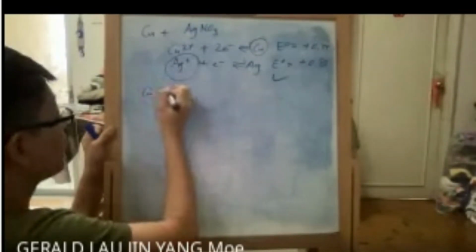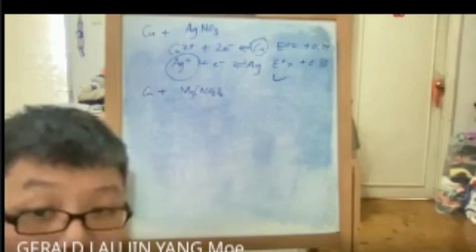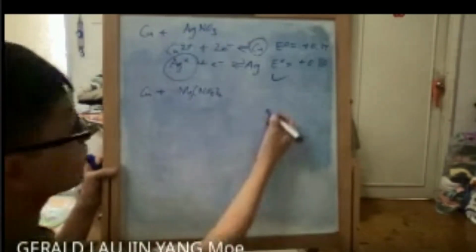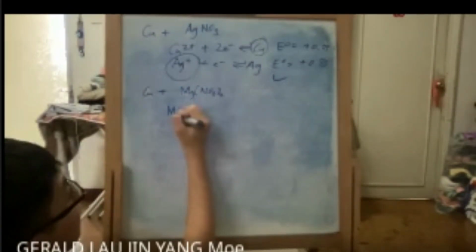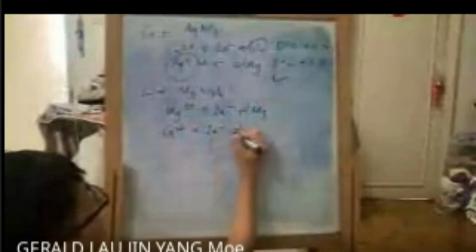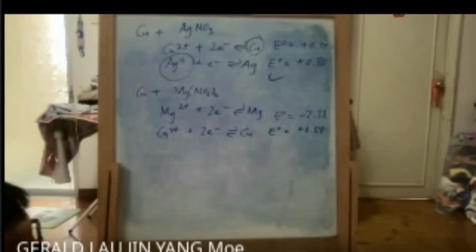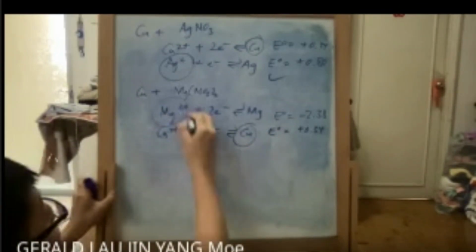Copper and magnesium nitrate. First step, what should I do? List down the half equation and the E0 value. Who goes on top first? Less positive or more negative. So magnesium. What is the E0 value of magnesium? Help me check. And the E0 value of copper is given already. Now what do you do next? Compare. Circle what is present here: copper here, magnesium ion here.